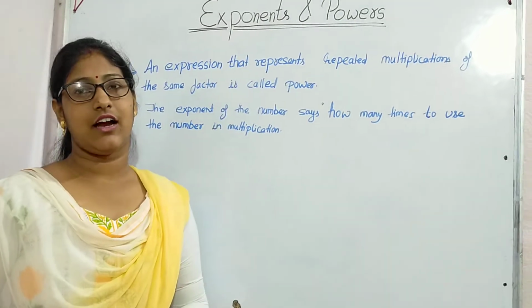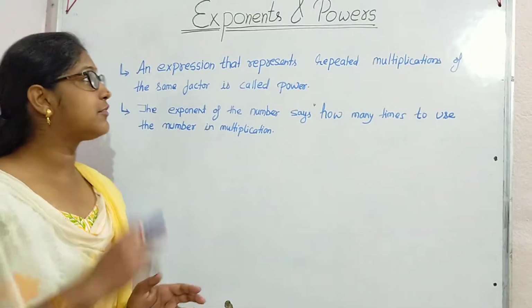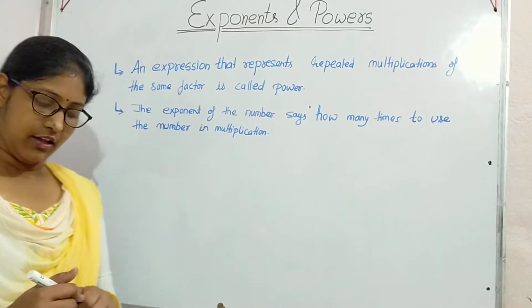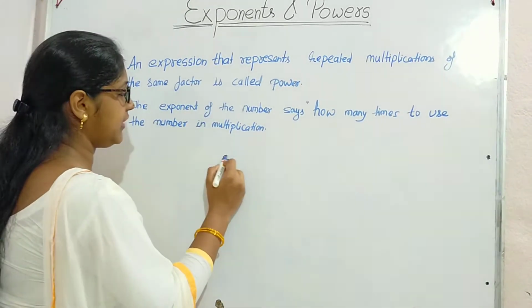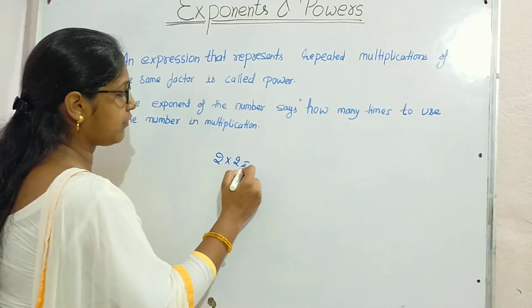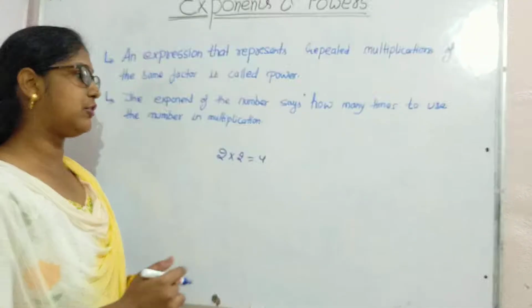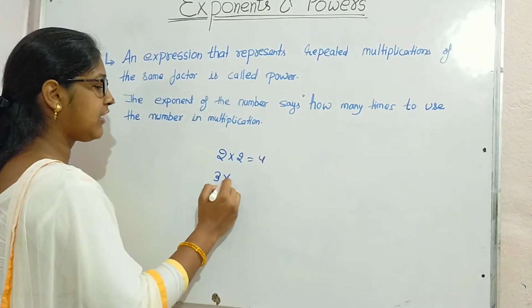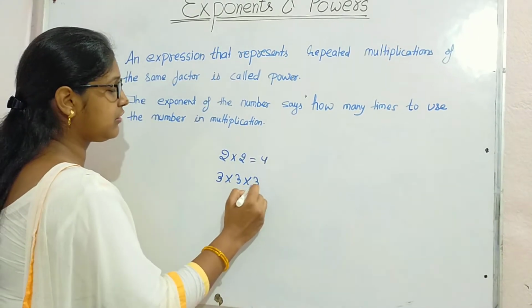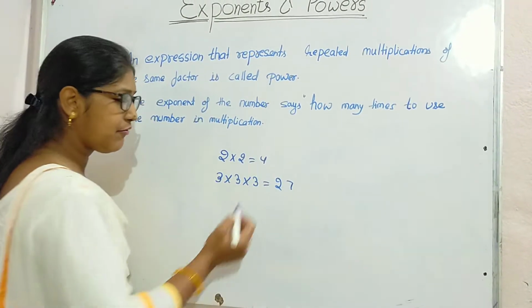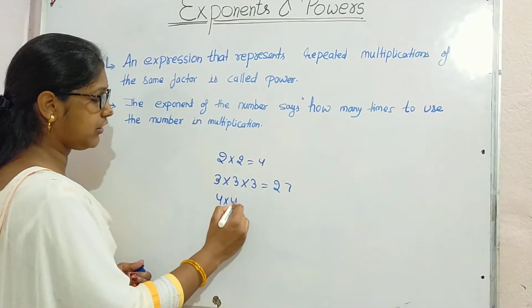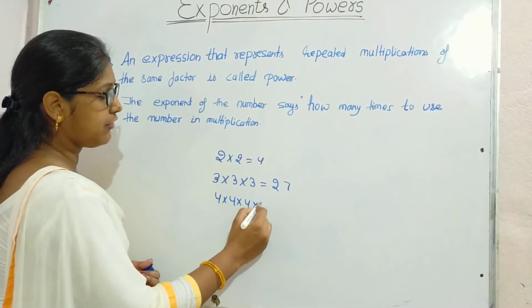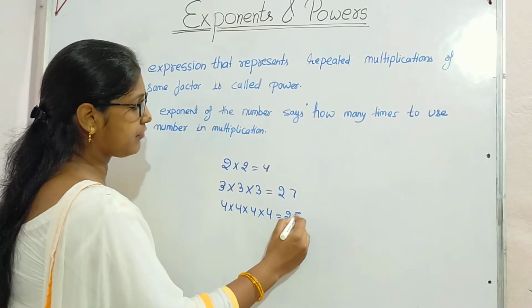Today we are starting our new chapter, chapter 12, exponents and powers. When we have to multiply 2 two times, we easily write 2 into 2 equal to 4. When we have to multiply 3 three times, we can easily write 3 into 3 into 3 equal to 27. Same as when we have to multiply 4 four times, we can easily write 4 into 4 into 4 into 4 equal to 256.